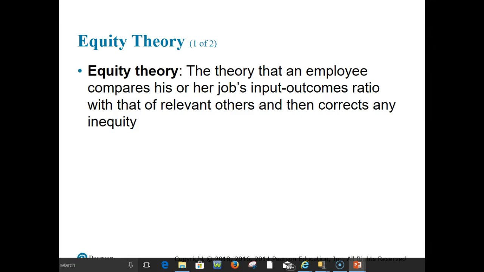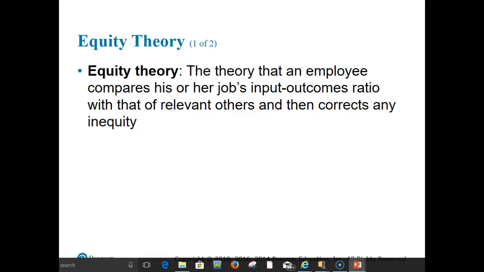So the equity theory, developed by J. Stacy Adams, proposes that employees compare what they get from a job, the outcomes, in relation to what they put into it, the inputs. And then they compare their inputs-outcomes ratio with the inputs-outcomes ratios of relevant others. This is going to be illustrated on the next page.